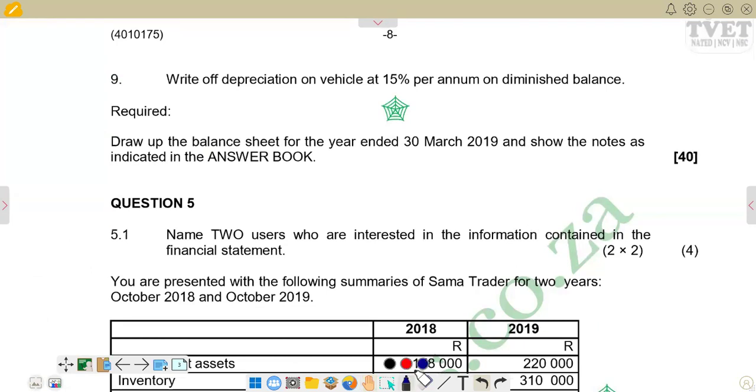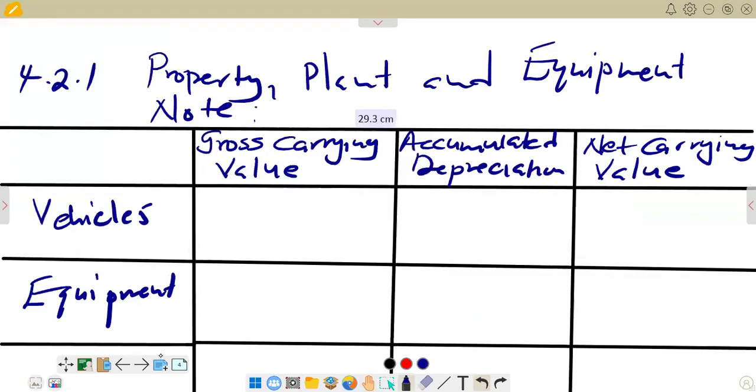So in this video, we are just going to look at the notes, and in particular the note of the property, plant, and equipment. So we are just going to enter the note for the property, plant, and equipment. This is the note that we have. We are going to start with the vehicles, and then we go to equipment.